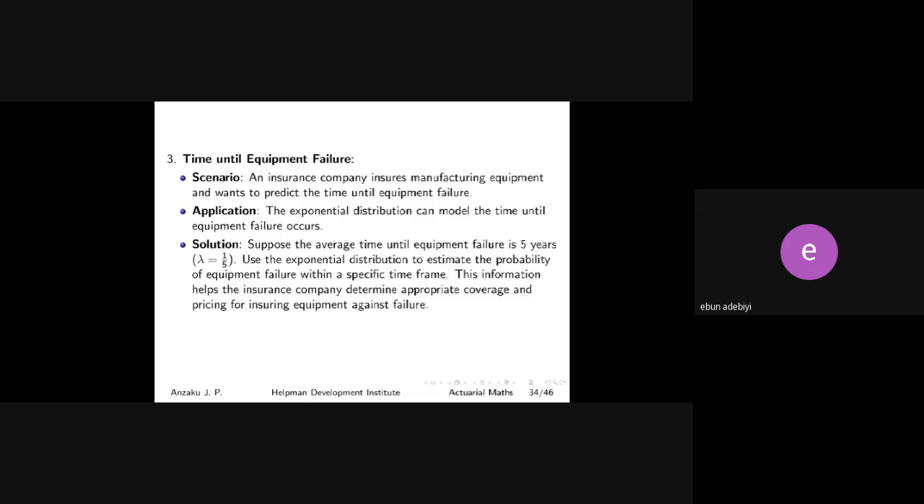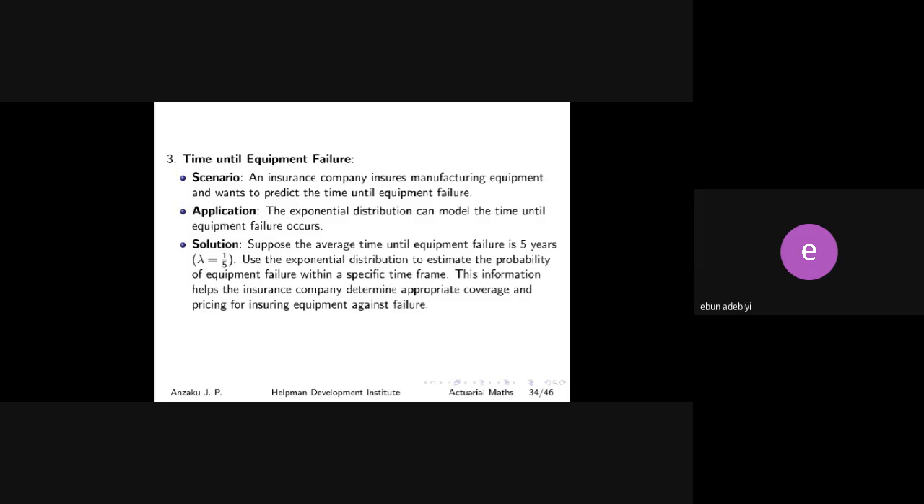The exponential distribution can model the time until equipment failure occurs. So how do we solve it now? We look at, say for instance, an average time until the equipment fails of 5 years. So our rate parameter will now be 1 over 5. That will be our rate parameter.